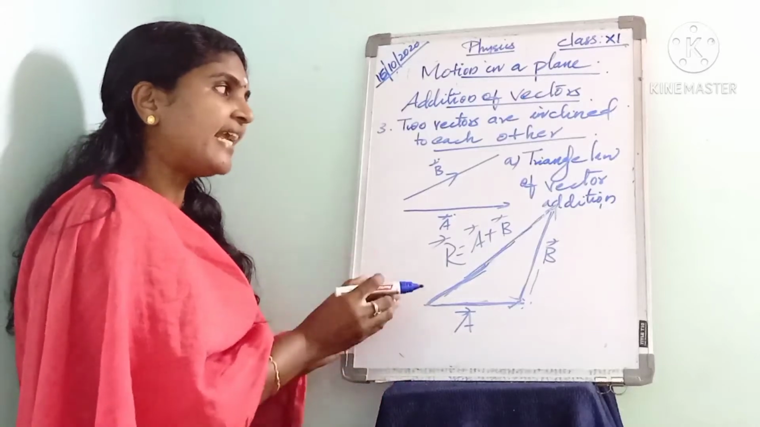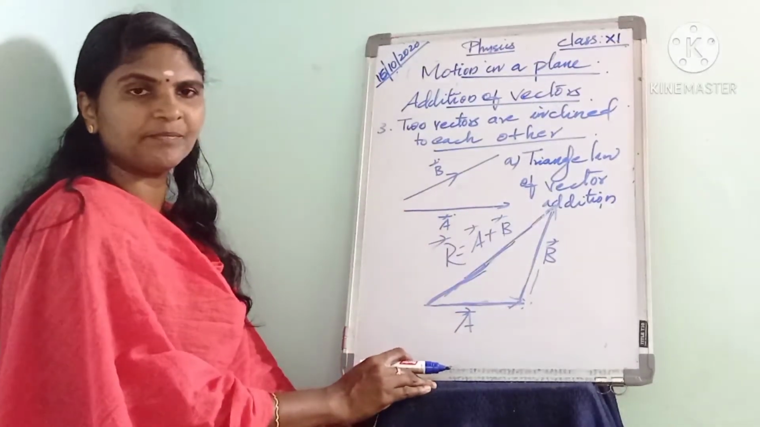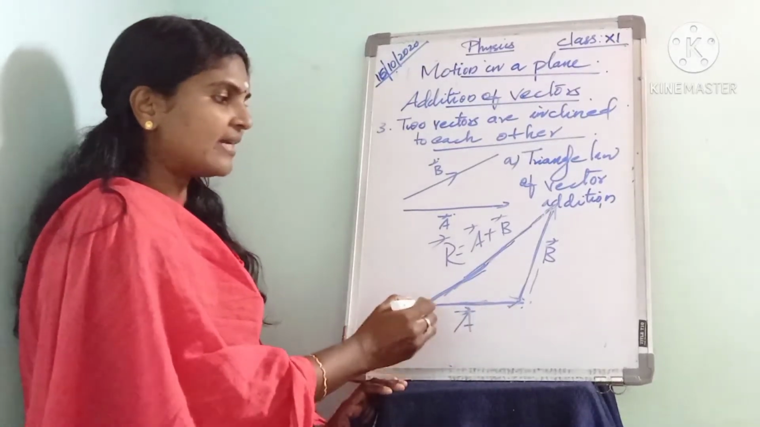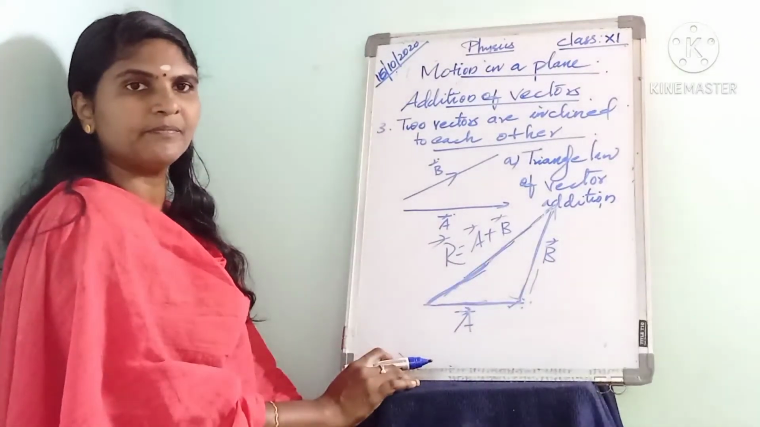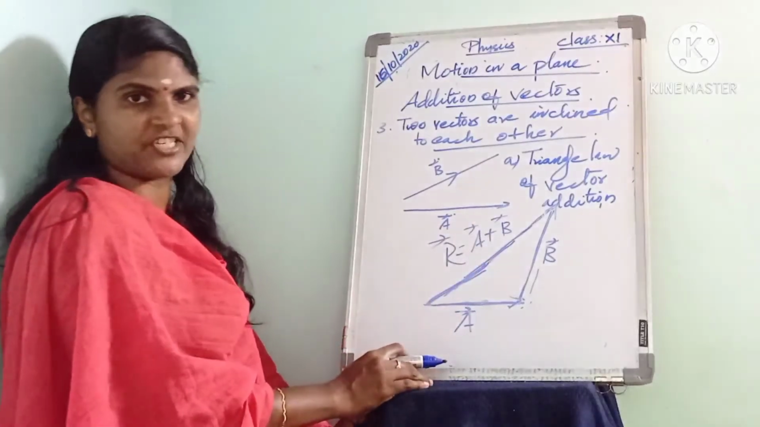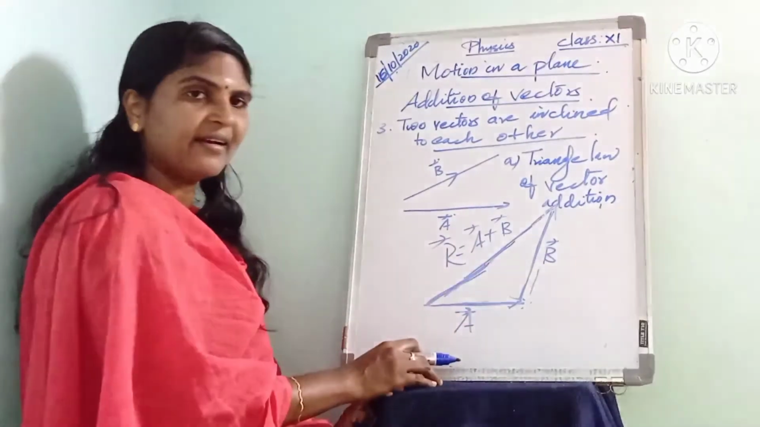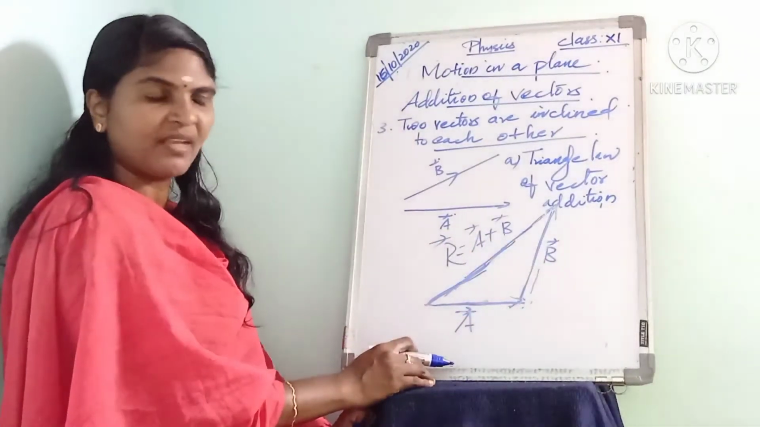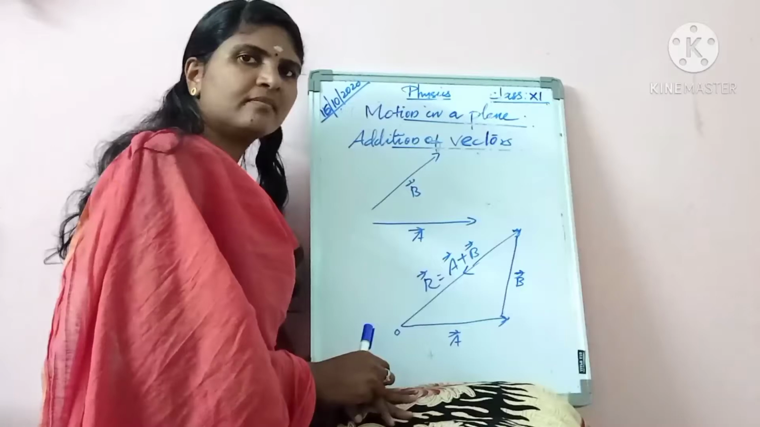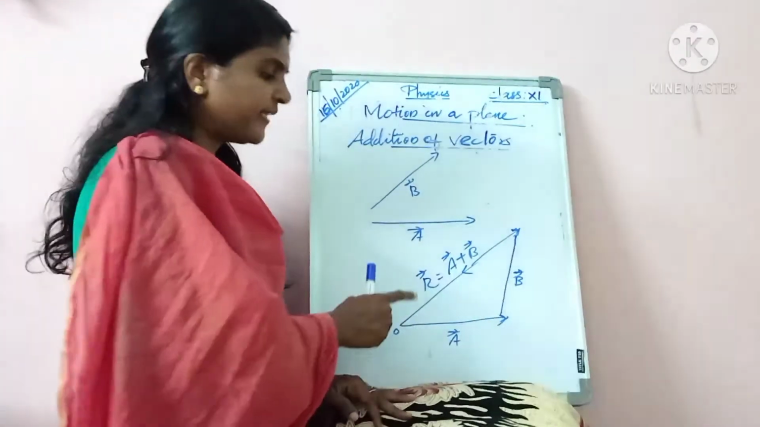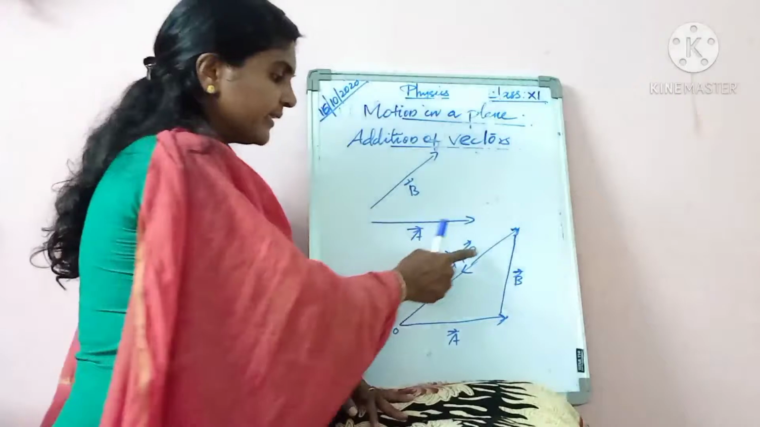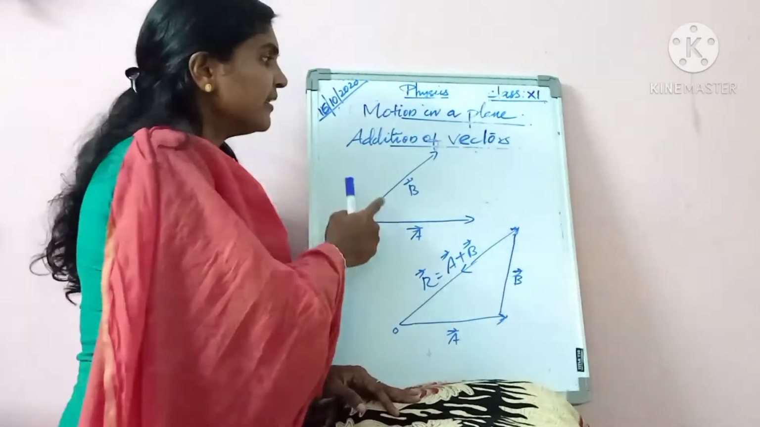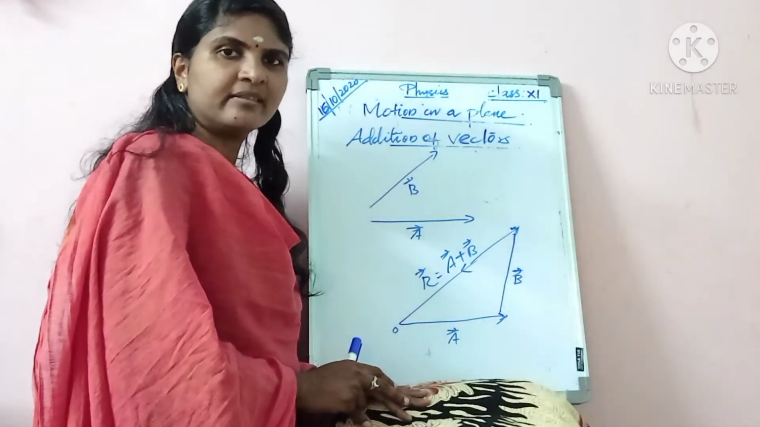Then how can we state the triangle law of vector addition? If two vectors are represented both in magnitude and direction by the two sides of a triangle taken in the same order, then the resultant is represented both in magnitude and direction by the third side of the triangle, taken in the opposite order. That is the triangle law of vector addition.